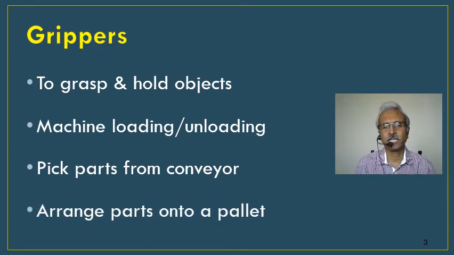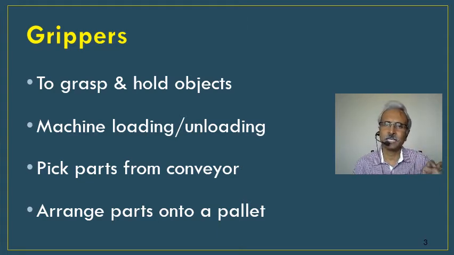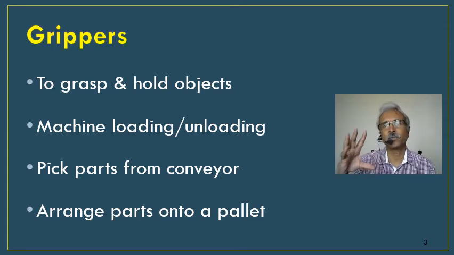And next is arranging parts onto a pallet. As I told you, the raw material comes on a conveyor. The robot picks the part, loads it onto a machine, and once the machining is done, removes or unloads the finished component and places it either on the output conveyor, or it could palletize: when there is a pallet, it keeps it in the pallet. So for these functions and purposes we need grippers.